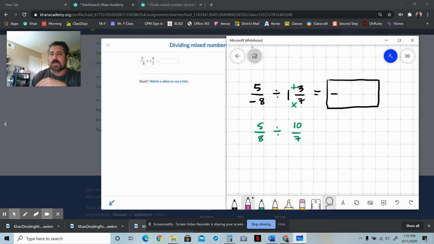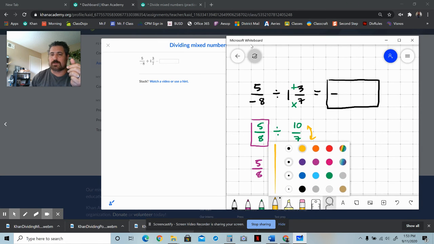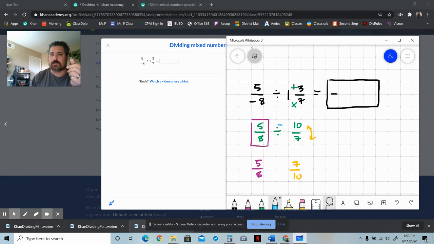And now we can do KFC, keep flip change. Keep the one on the left. So 5/8 stays 5/8. We're going to flip the one on the right to its reciprocal. So flip it top to bottom, 7/10 instead of 10 sevenths. And we're going to change the division to its inverse operation, multiplication.